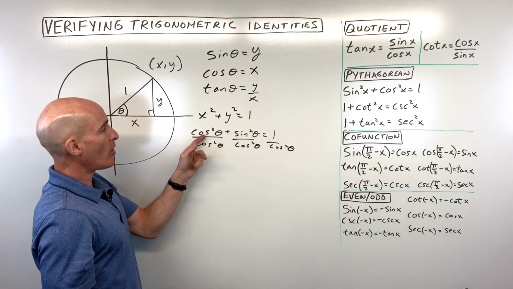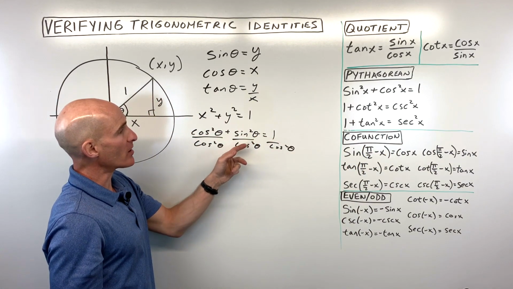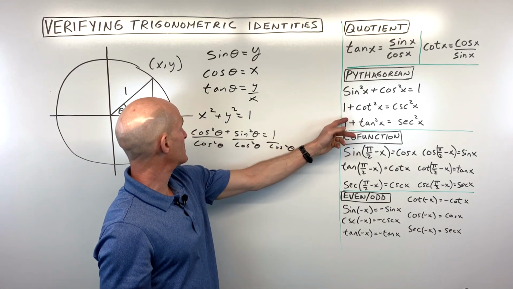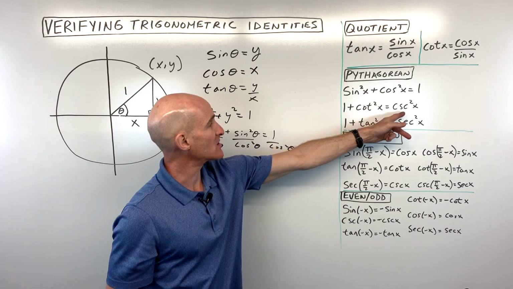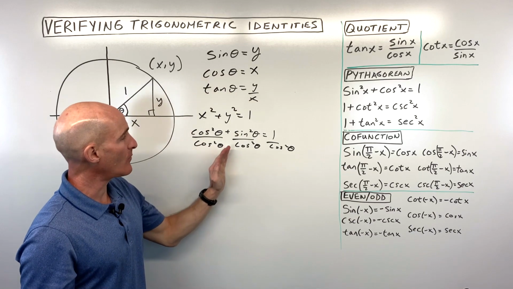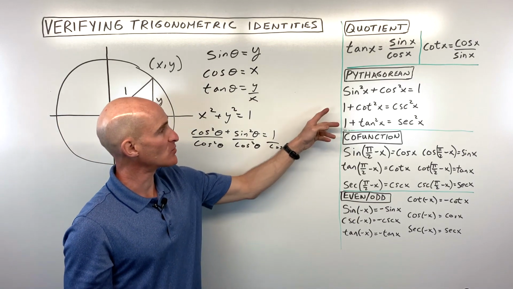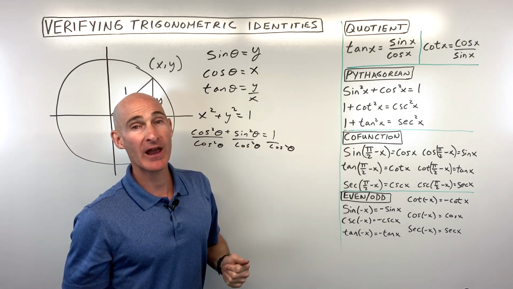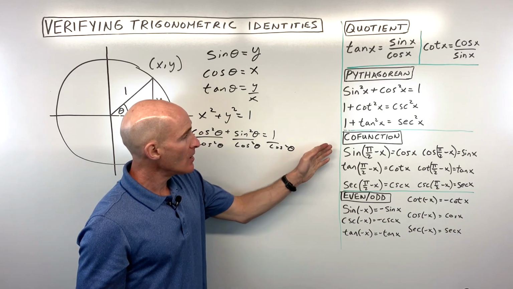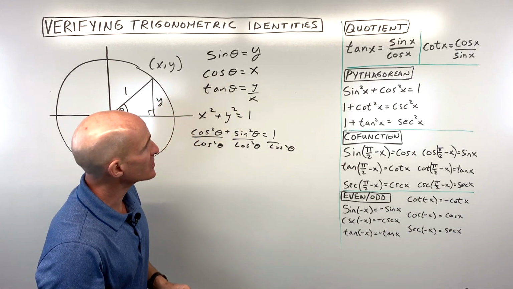If you were to divide all of these by sine squared, you would get 1 plus cotangent squared is equal to cosecant squared. So as long as you divide them all by sine squared or all by cosine squared, you get the other two Pythagorean trig identities. Okay, now for the cofunctions, let's look at this a little bit closer.